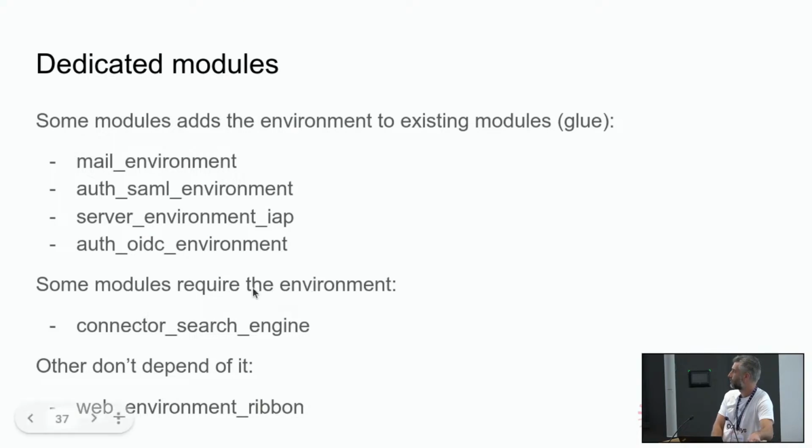There, the dependency is already inside, like connector search engine. When you install this module, server environment is a dependency. And other modules don't depend on it at all, but can benefit from it, like the excellent web environment ribbon. I don't know if you use it, but it's a live server, because it puts a ribbon on the top of the screen, letting you know which server you are targeting.